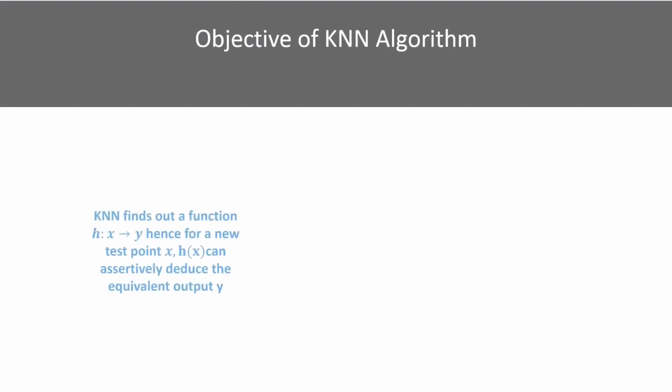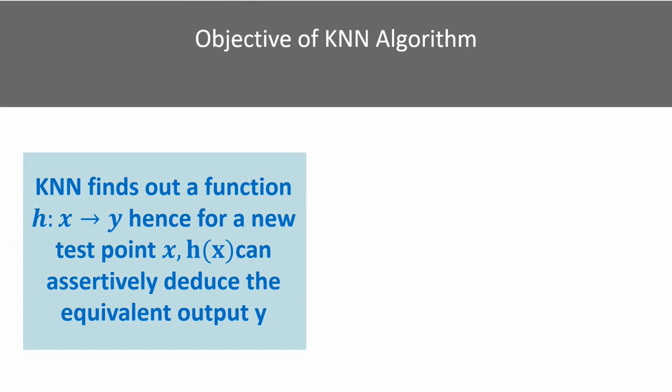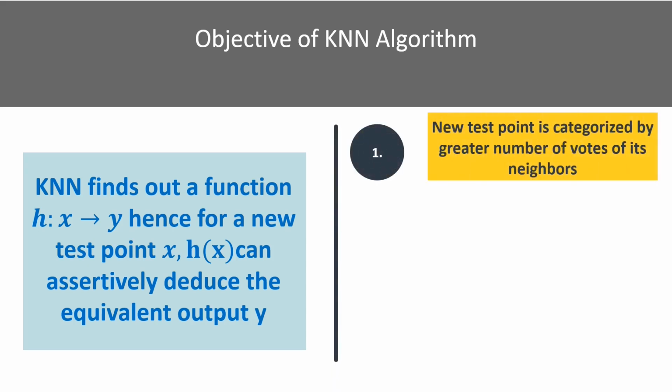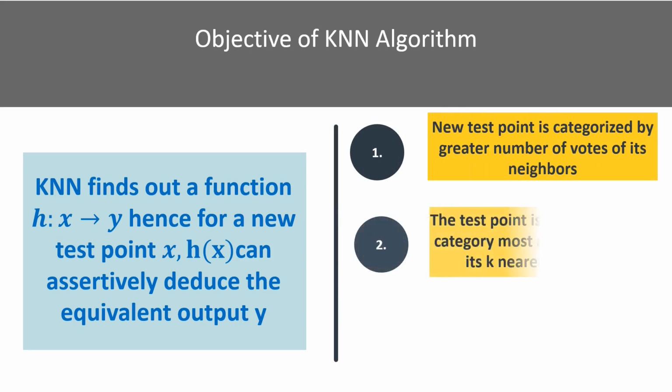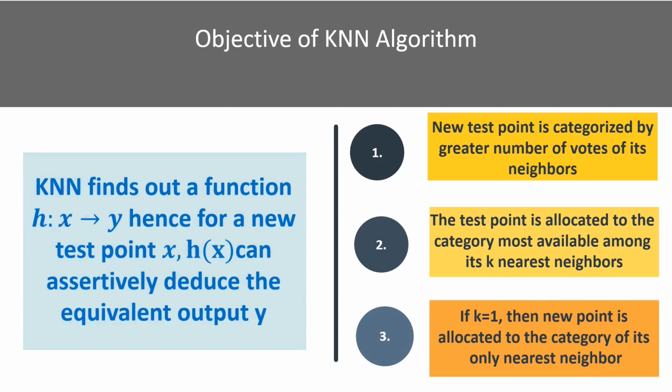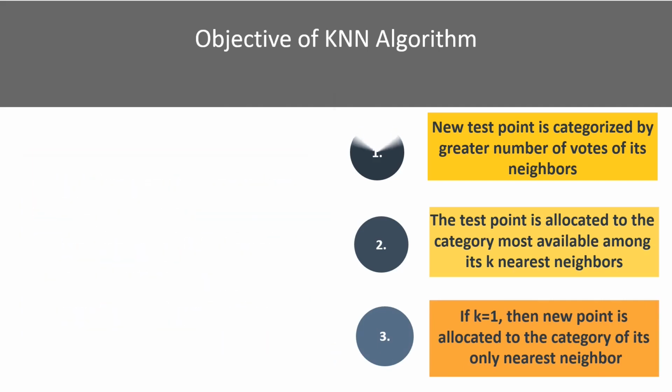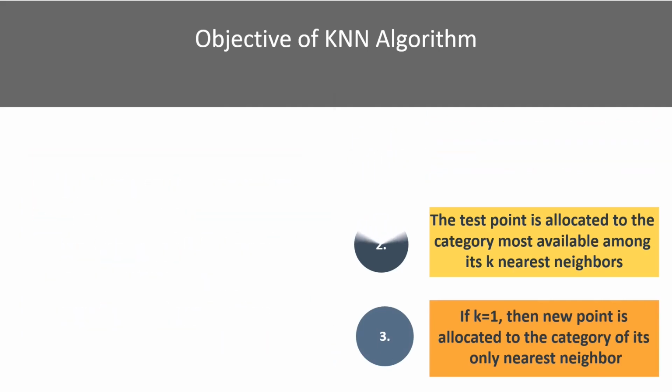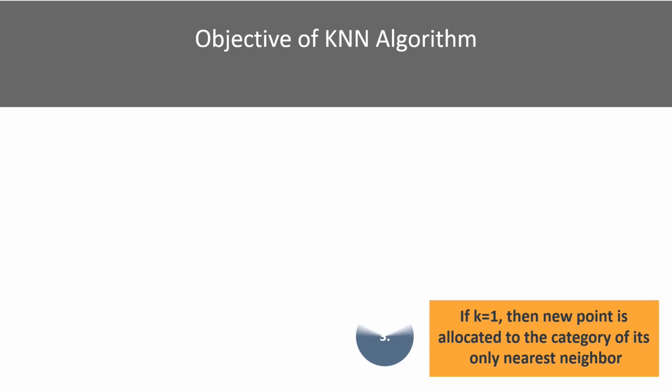The objective of KNN is to find out a function s that maps the input x to output y, and hence for a new test point x, s(x) can assertively deduce the equivalent output y. In KNN classification, a new test point is categorized by the greater number of votes of its neighbors, with the test point being allocated to the category most common among its k-nearest neighbors. If k equals 1, the new test point is assigned to the category of its only nearest neighbor.